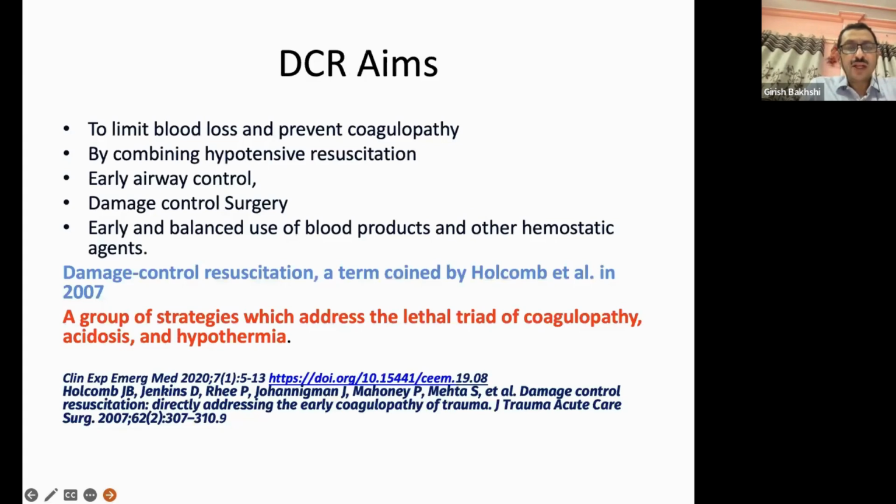Now, what was the aim when we tried damage control resuscitation? Like in the ship, where we had to limit the fire and limit the flooding, here we have to limit the blood loss to prevent coagulopathy by combining hypotensive resuscitation, early airway control, damage control surgery, and early and balanced use of blood products and other hemostatic agents. Damage control resuscitation was a term coined in 2007 by Holcomb. It comprises a group of strategies to keep the patient alive, and that is what I'm going to talk about today.